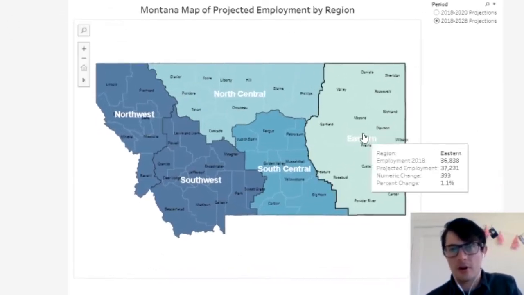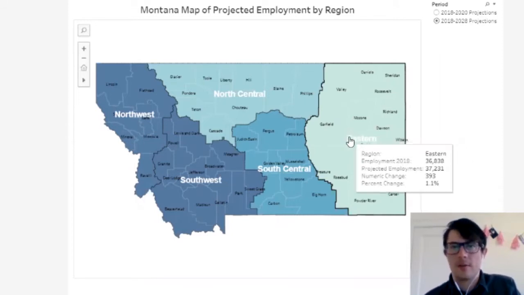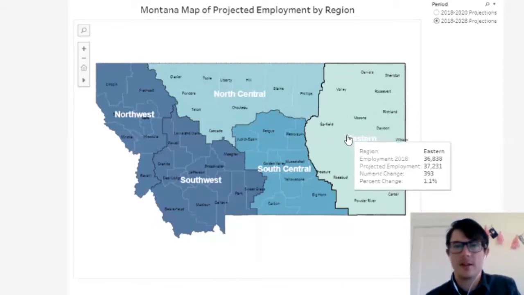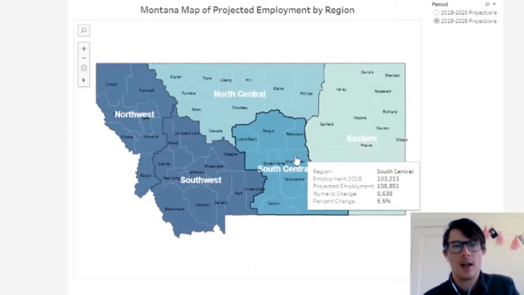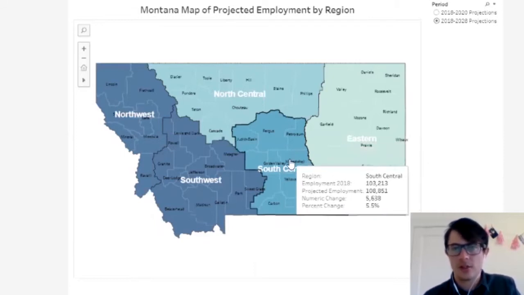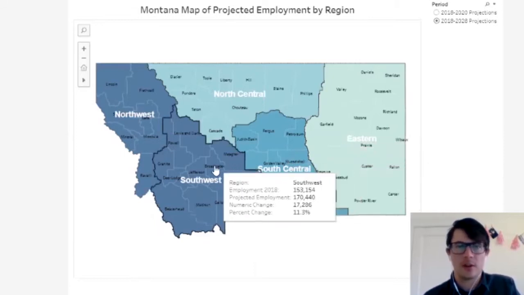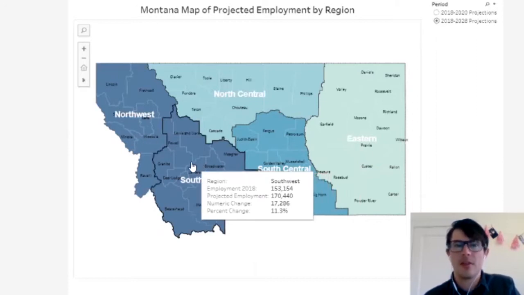You can scroll over each region to see employment in the base period, projected employment, the difference between the two, which is the numeric change, and the percent change. And so that tells you which regions are growing the most and which regions are growing the fastest relative to where they were in the base period.